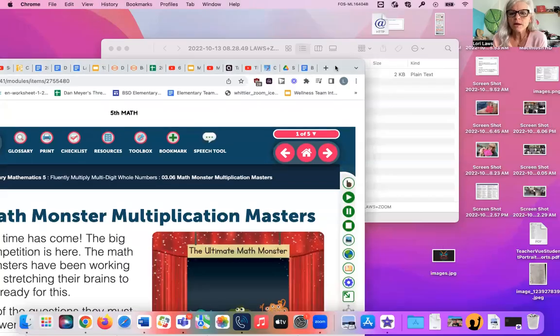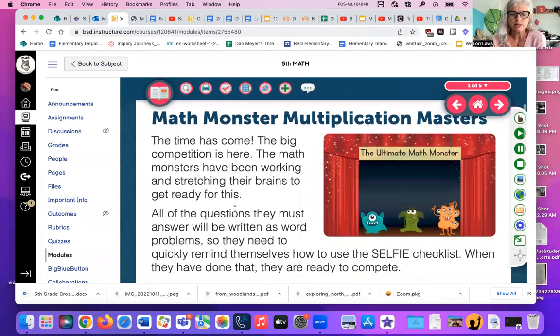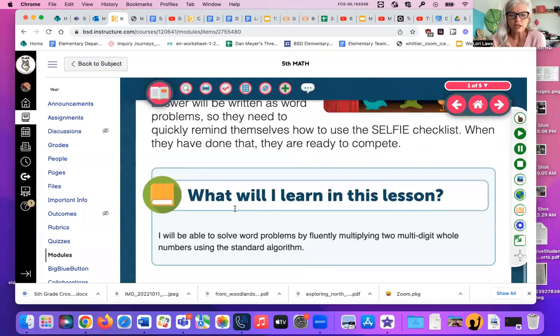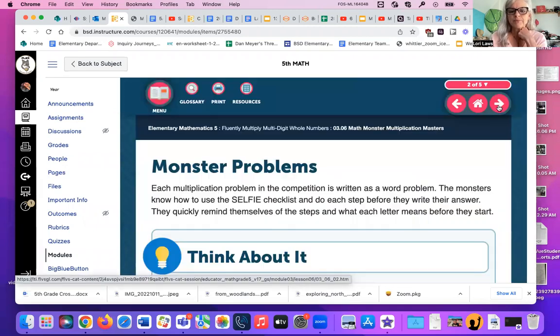You might have your own way of solving story problems, but working slowly and carefully is usually the best way to get through those. Math monster multiplication. What will we learn? We'll be able to solve word problems by fluently multiplying two multi-digit whole numbers. So we've been working on that standard algorithm, that way to multiply by lining them up vertically and multiplying. This time we're going to do it with story problems.